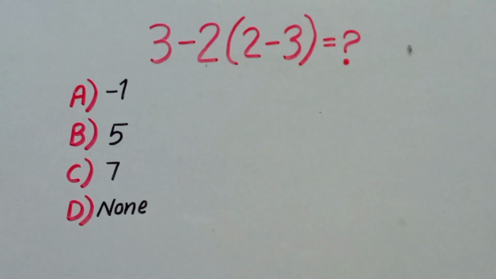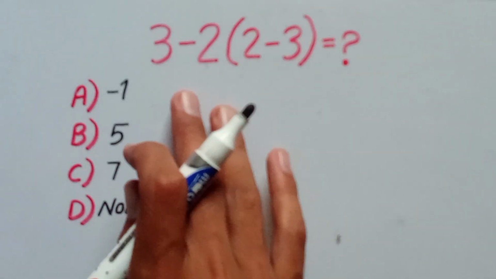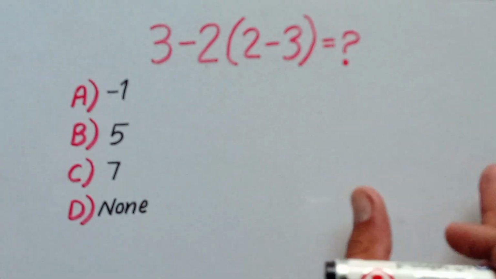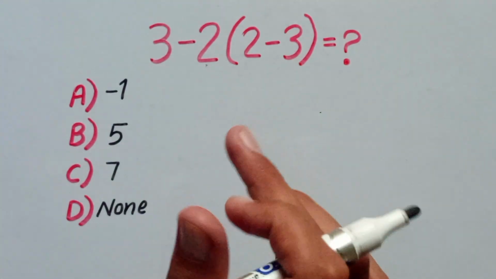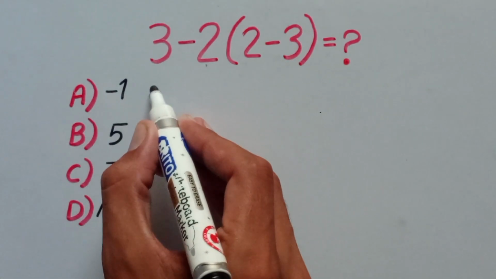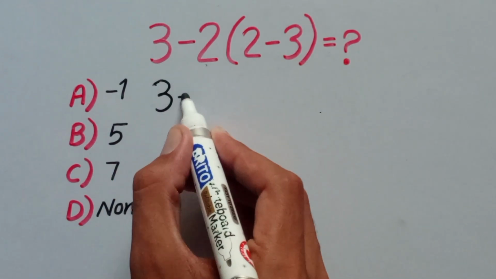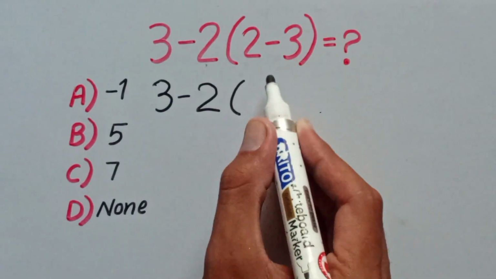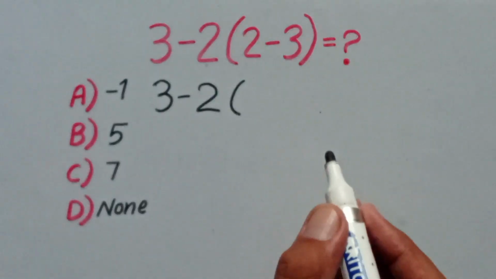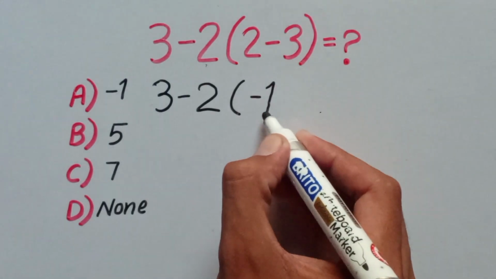So in my question one parenthesis is present. First of all, according to the PEMDAS rule, we solve the parenthesis. So I write here 3 minus 2(2 minus 3), and 2 minus 3 equals minus 1.